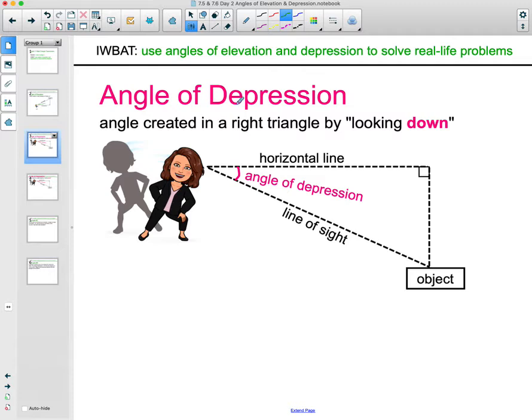Then an angle of depression, or decreasing, is when you have to look down at an object. So your horizontal, if you just looked straight out from your eye, would be here. And then when you rotate your eye downward to look down at an object, that's going to be your angle of depression.